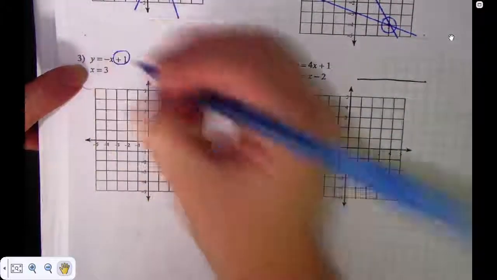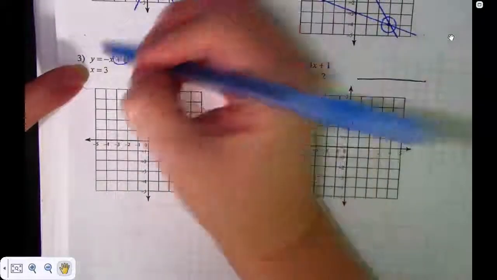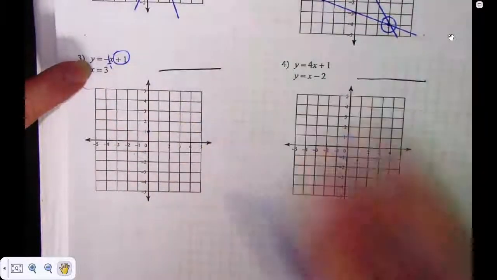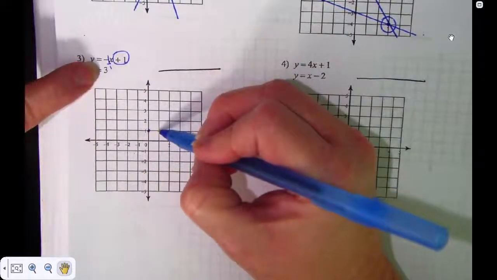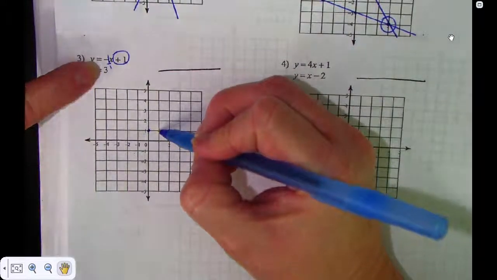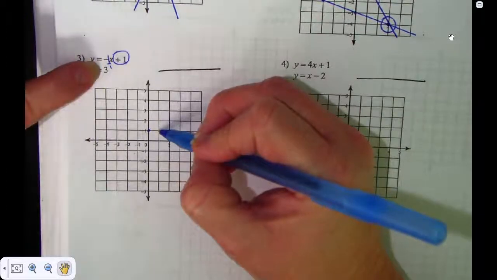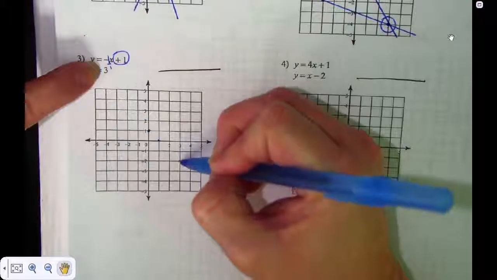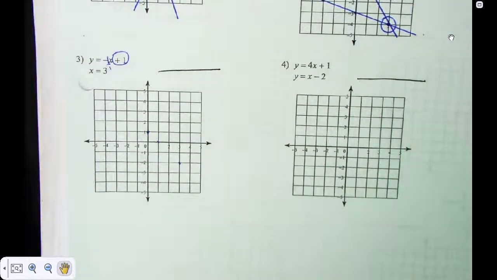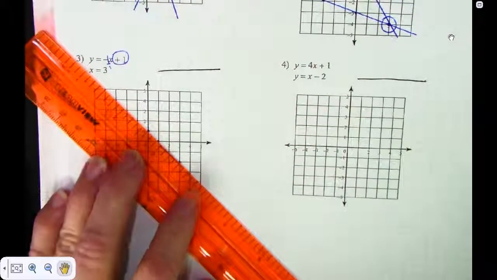That's going to be a plus 1. That's negative 1 over 1. So I'm going to run 1. Run is on bottom. Run 1, down 1. Or I could run 2, down 2. The same thing. Draw my line.